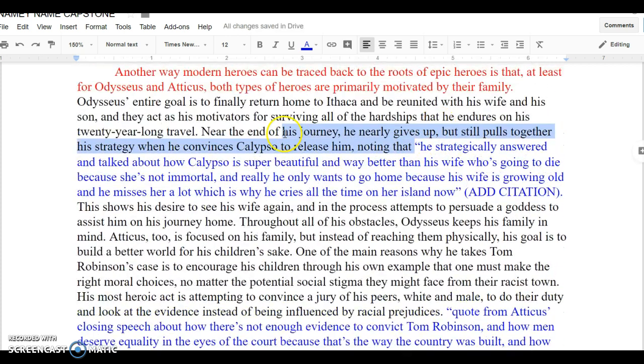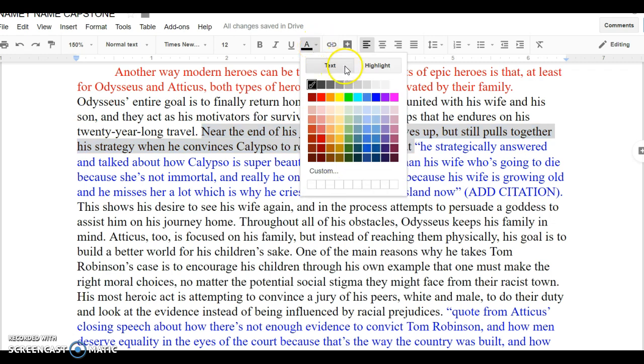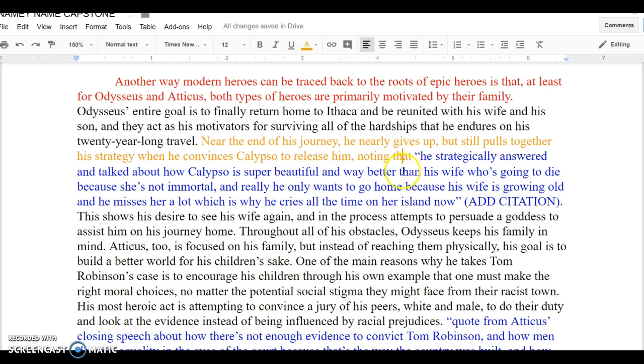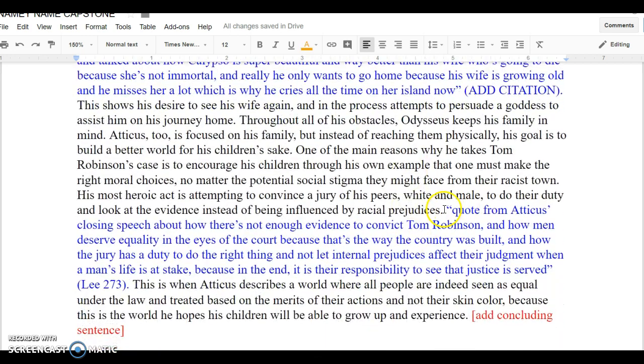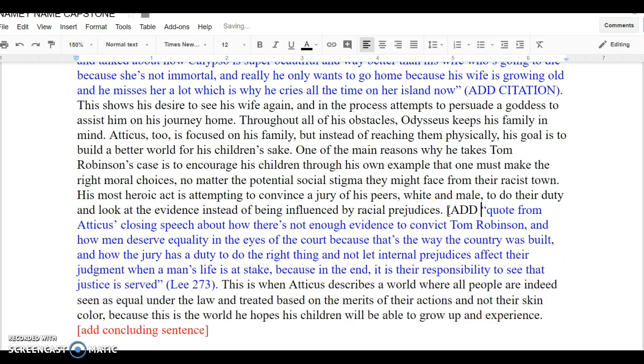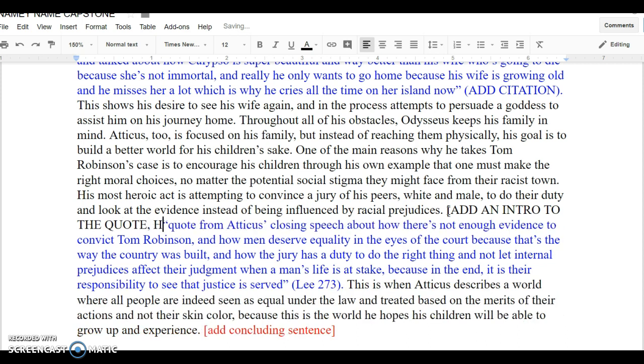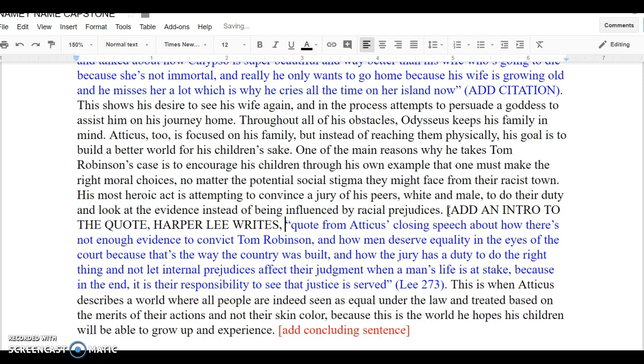And then I've got my intro to the quote here. I'm using that, which is fine. And then down here, there's nothing. There's a period and then my quote. That's problematic. So I'm going to need to add an intro to the quote. Harper Lee writes something along those lines. I can fix it later just so that I know I need to put one. I usually try to put things in bold or all caps so I notice later.